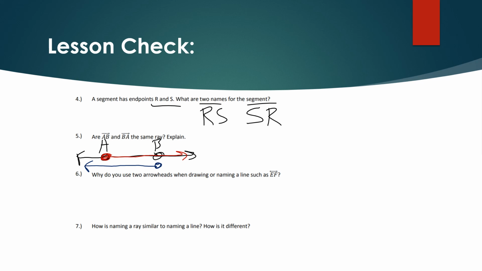For number 7, they're asking, how is naming a ray similar to naming a line, and how are they different? So they're similar in the sense that they both use 2 letters. They both have an arrow, just the line has 2 arrows. And how are they different? Well, for a ray, the order matters. It has to be endpoint and then the direction we're going. Where a line, you can flip the 2 letters, it doesn't matter. It's also that the line has 2 arrowheads where the ray just has 1.